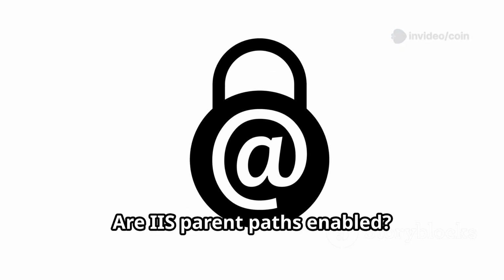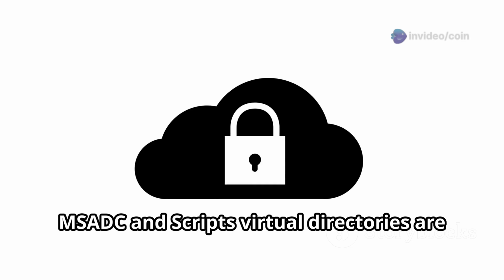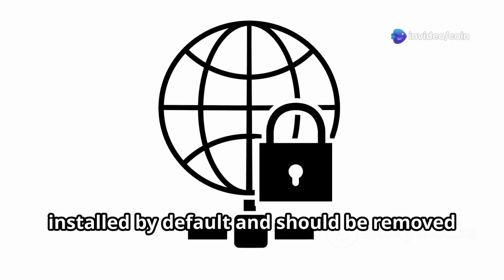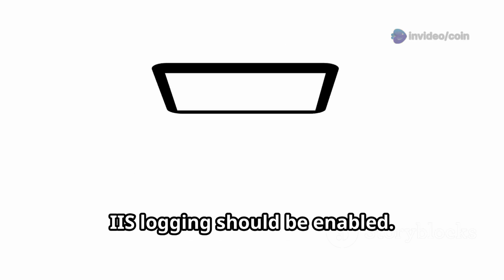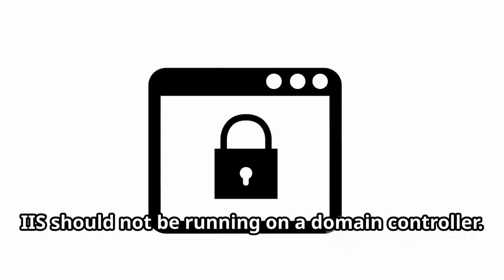Are IIS parent paths enabled? If enabled, this default setting may need to be evaluated or disabled. MSADC and scripts virtual directories are installed by default and should be removed or disabled. IIS logging should be enabled. IIS should not be running on a domain controller.